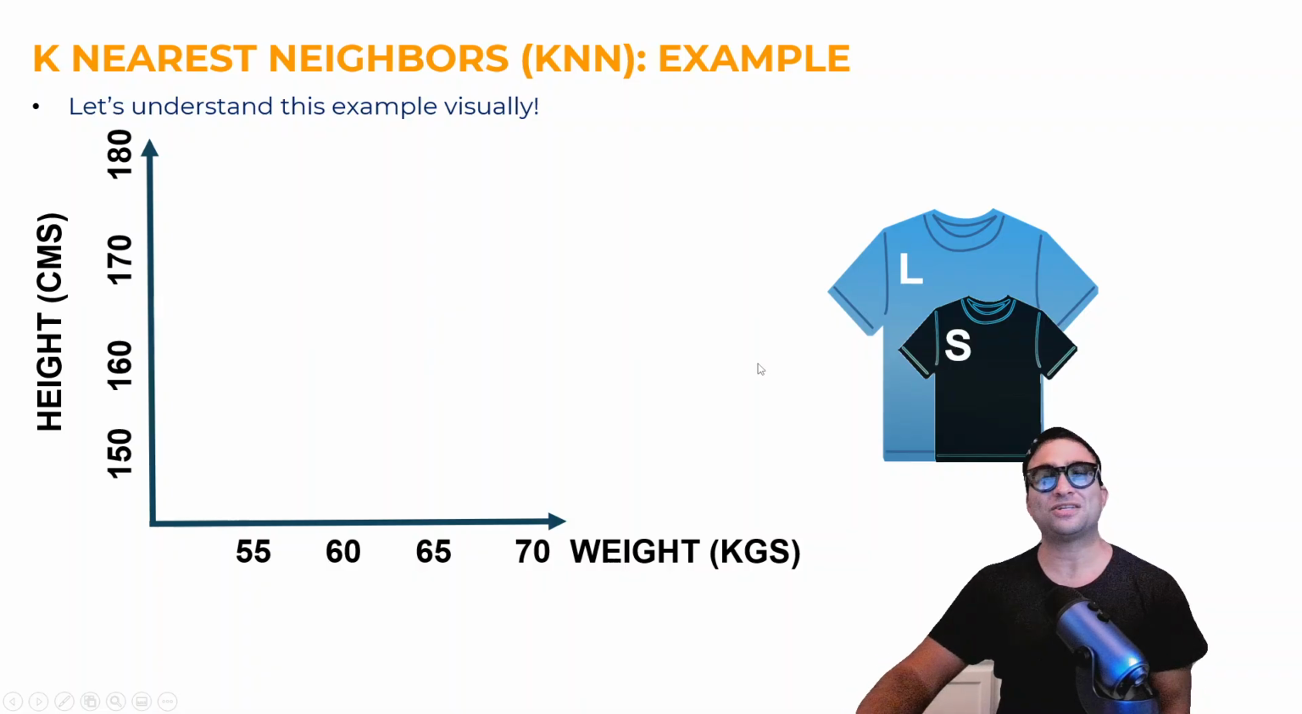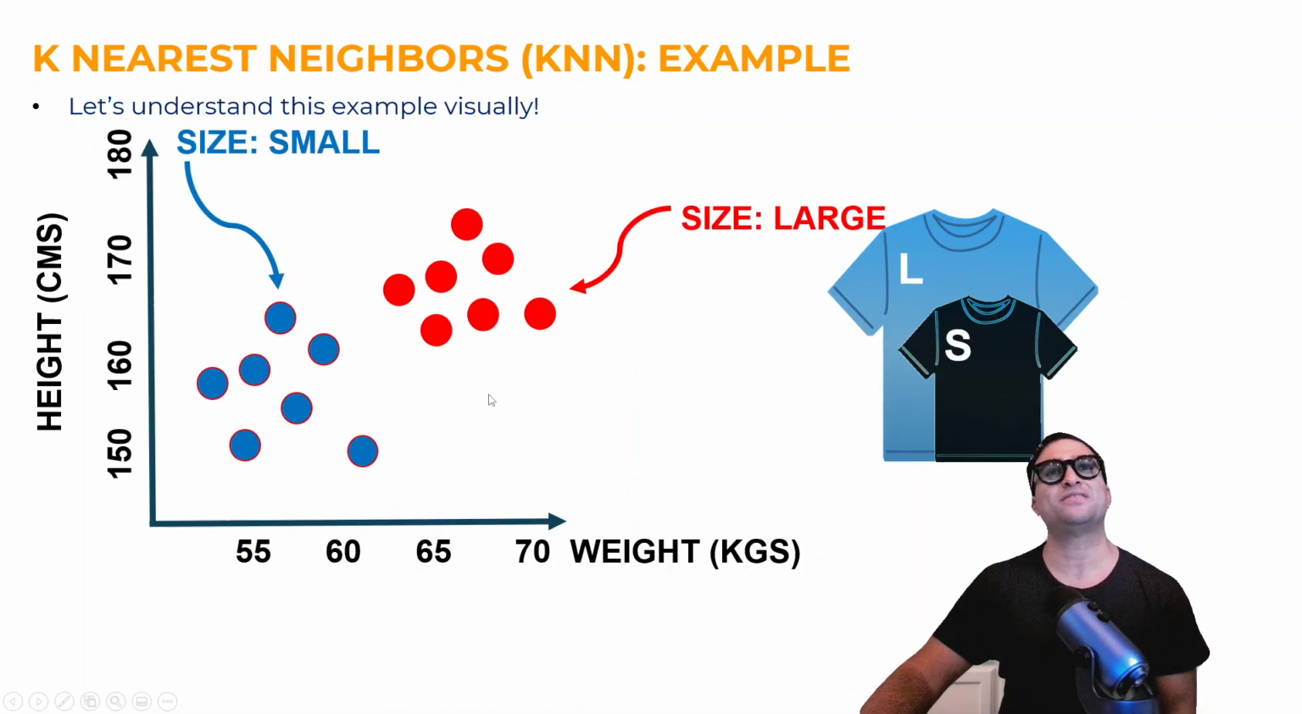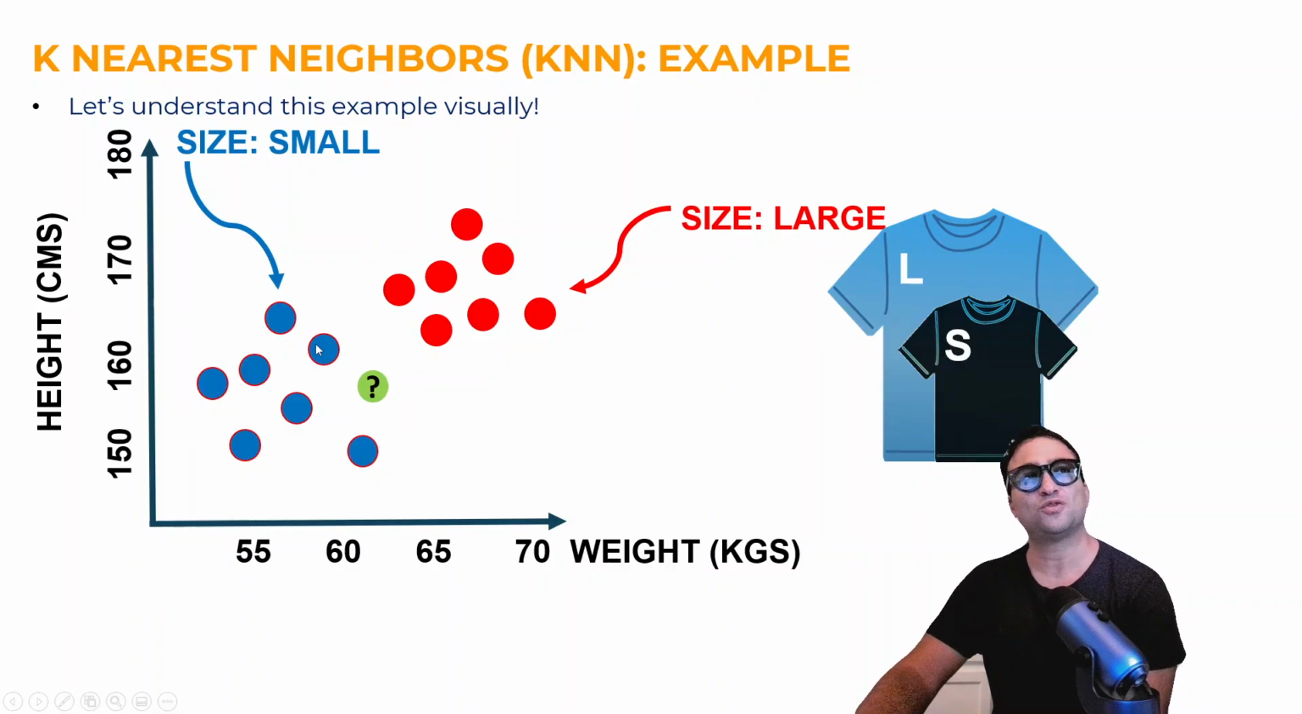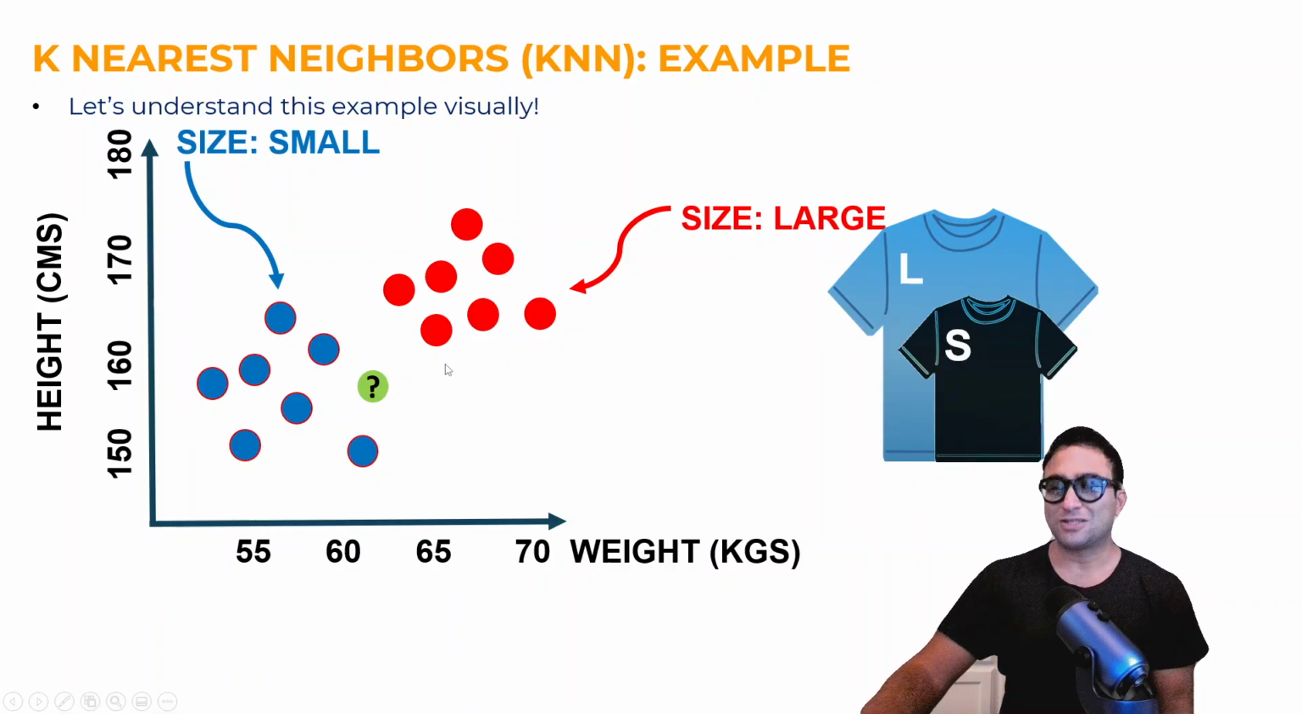So if you guys want to check that out visually, this is simply what I got. Again, I have the training data. I have the small size here. Here I have the large size. Now I have my new data point, this green data point. And I don't know, should I classify it as large or should I classify it as small? Let's go ahead and run the algorithm.